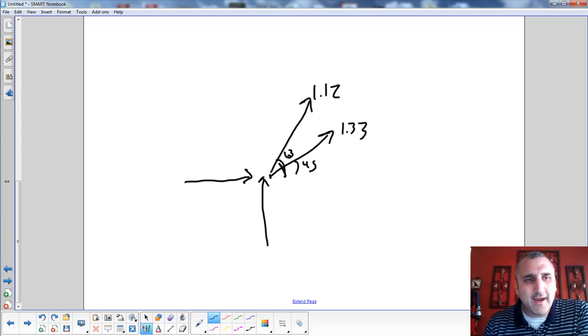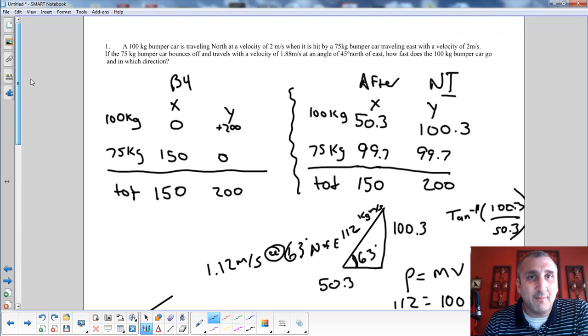I have to give you a momentum of everybody before the collision, and then I have to give you a momentum of at least one of the things after the collision. And once you break that up into x and y components, you can figure out what the momentum of the other one is in the x and y, and then you can figure out what it's actually doing and its velocity. So I hope that helps.